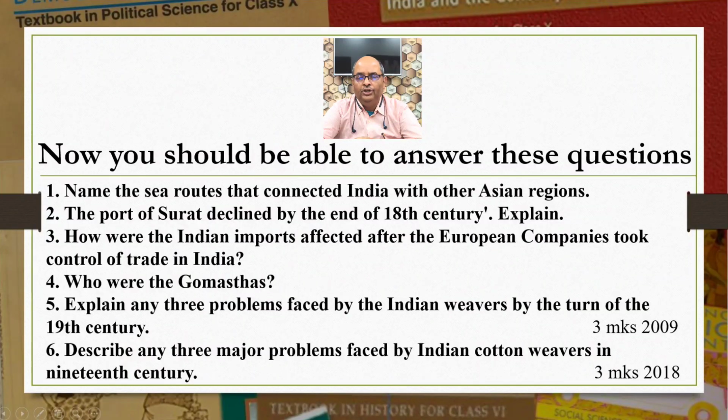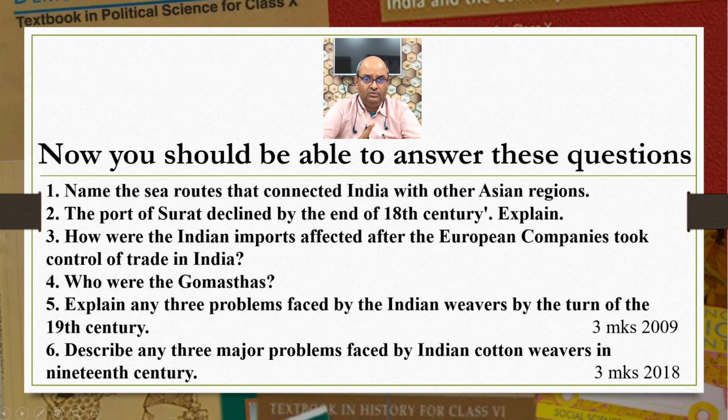Let us see the probable questions and board questions from this topic now. 1. Name the sea routes that connected India with other Asian regions. 2. The port of Surat declined by the end of 18th century. Explain. This is an NCERT textbook question. 3. How were Indian imports affected after the European companies took control of trade in India? 4. Who were the Gomasthas? 5. Explain any three problems faced by Indian weavers by the turn of the 19th century.